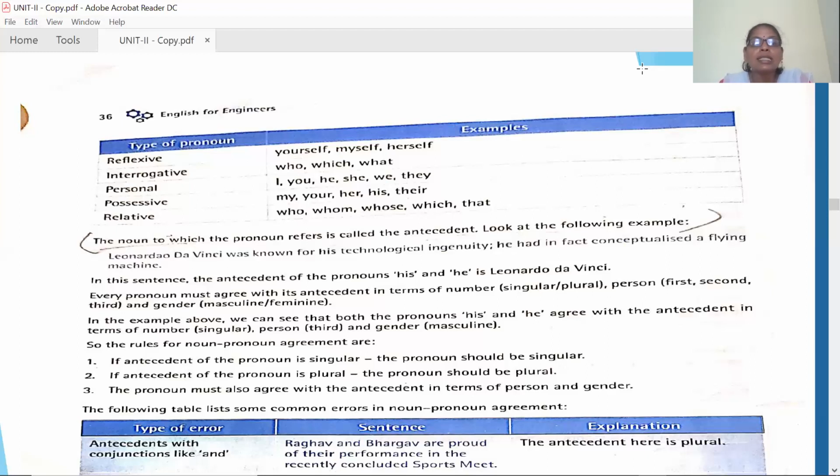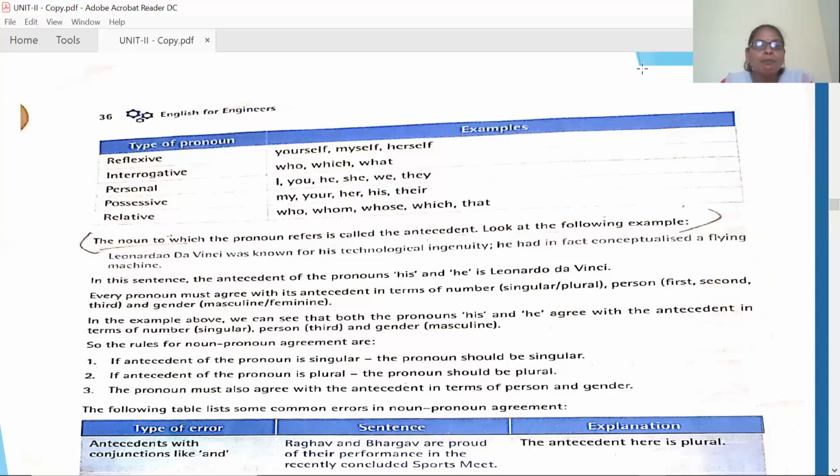What is the noun in the sentence? Leonardo da Vinci is the noun. What are the pronouns in the sentence? His and he are pronouns. The noun to which the pronoun refers is called the antecedent. So in this sentence, the antecedent of the pronouns his and he is Leonardo da Vinci. When you read a sentence, the noun to which pronouns refer is called the antecedent.